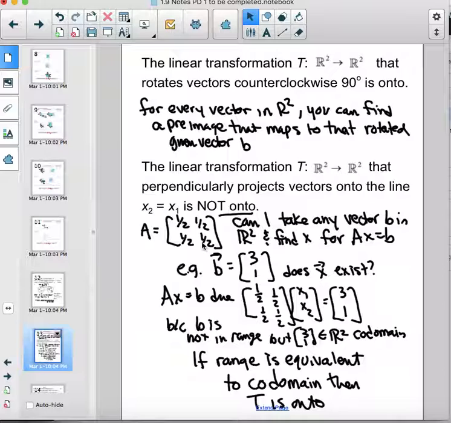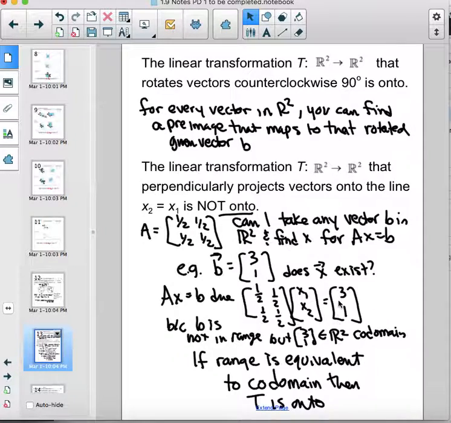So what happens with that? Is that one onto? In other words, if you take A times any x, can you generate every single b that's in the codomain of R2? Well, this b is in the codomain of R2. Does x exist? Well, take a look. Here's A, and then you multiply by whatever x. Can you ever equal 3, 1? Well, no way, because you have 1/2 x1 plus 1/2 x2 is 3, but you also have 1/2 x1 plus 1/2 x2 is 1. Does not work.